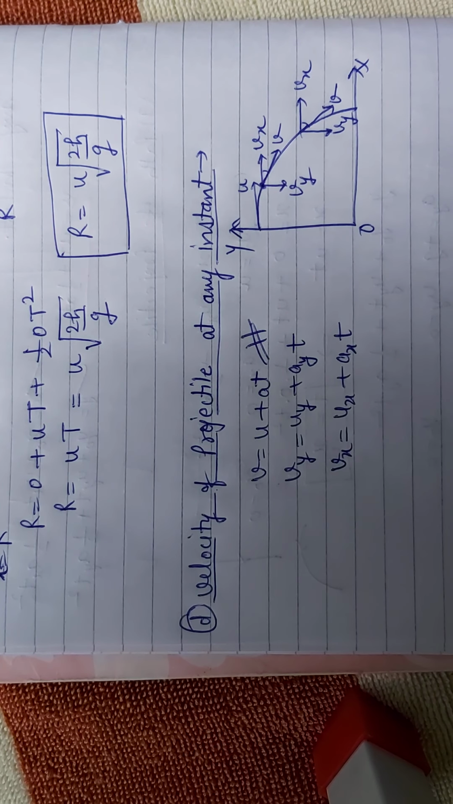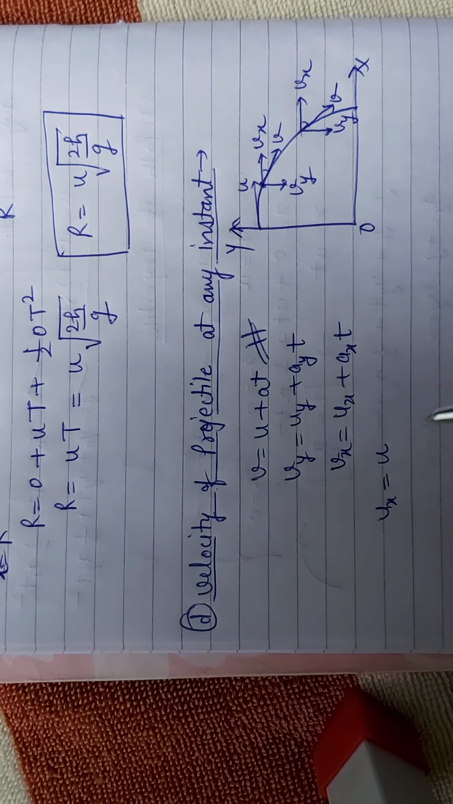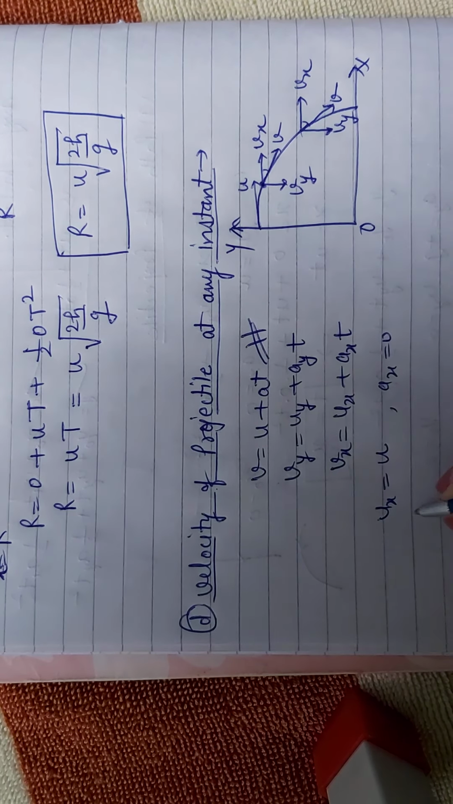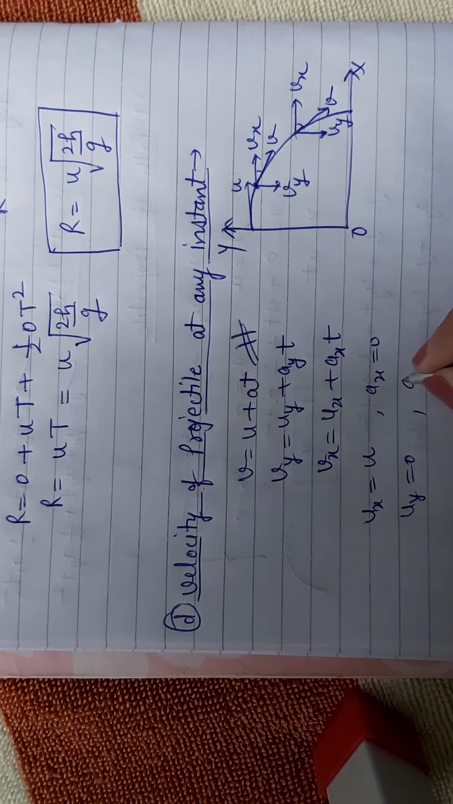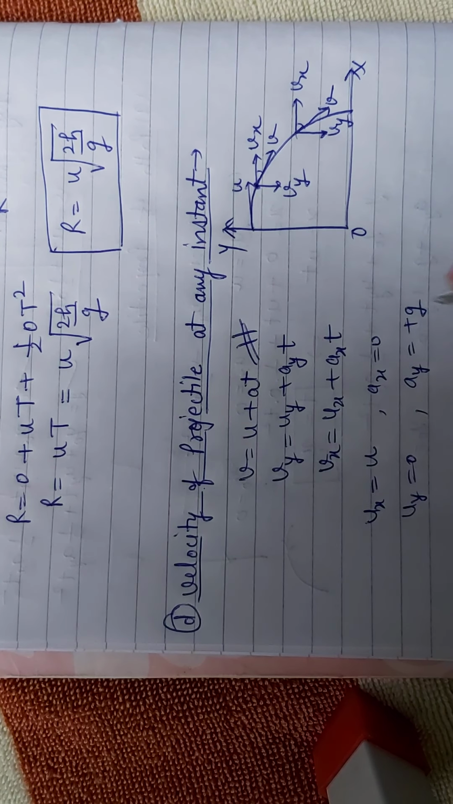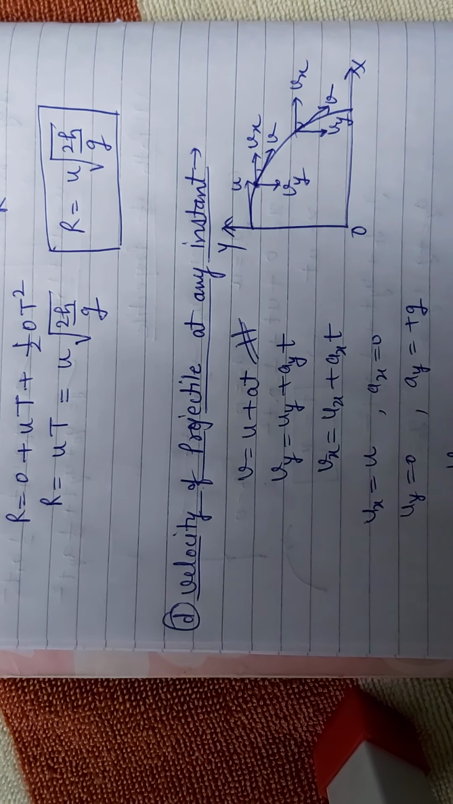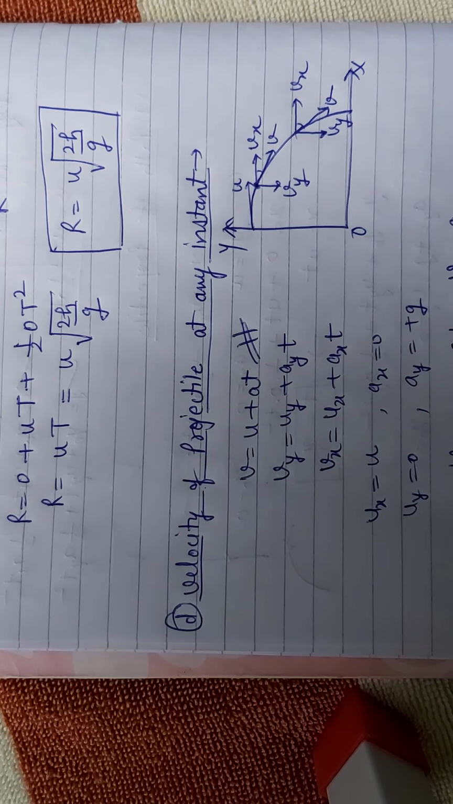And we know the object we are throwing is along the horizontal direction. So U is the horizontal velocity. So Ux is equal to U, and as it is constant, Ax will be 0. And Uy is equal to 0 because we didn't throw the object in the vertical direction. But Ay is equal to plus g. So putting these values here, Uy is 0, Ay is g, so Vy is equal to gt.